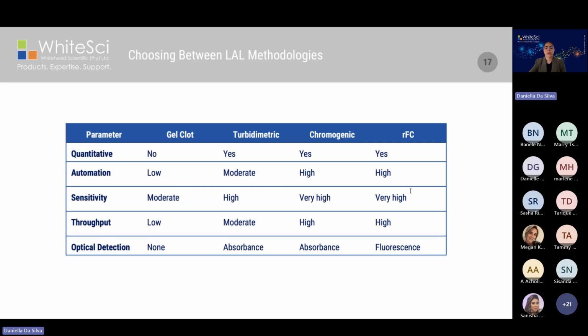Then you have your recombinant factor C assays, which also provide highly sensitive quantitative measurements while still focusing specifically on the endotoxin recognition through that factor C activation.